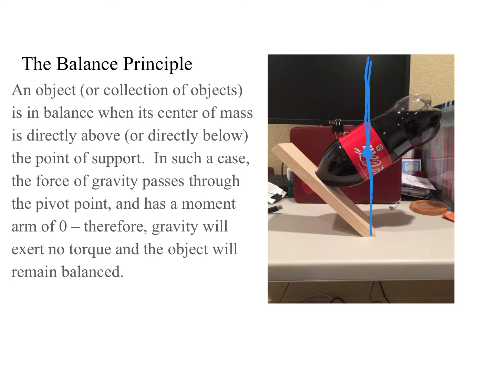If instead the center of gravity had been over here, for instance, then the moment arm would be this. There would be a gravitational force acting downward, and there'd be a torque that produced a rotation like this, and of course it would fall.